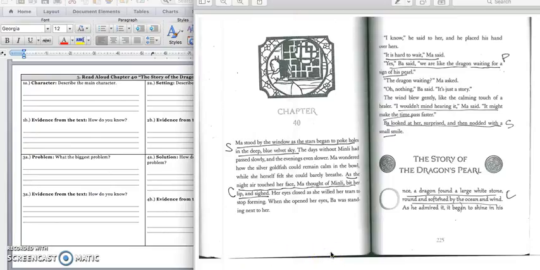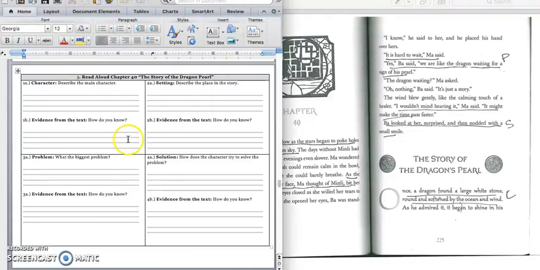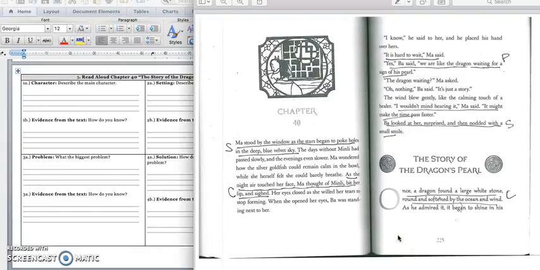And today we are going to be reading chapter 40, the story of the Dragon's Pearl. And as we're reading, we're going to be using our CSPS strategy. Okay, so I'm on page 225. And like we said, the author has taken us back to Min Lee's home, and we are focusing on Ma.